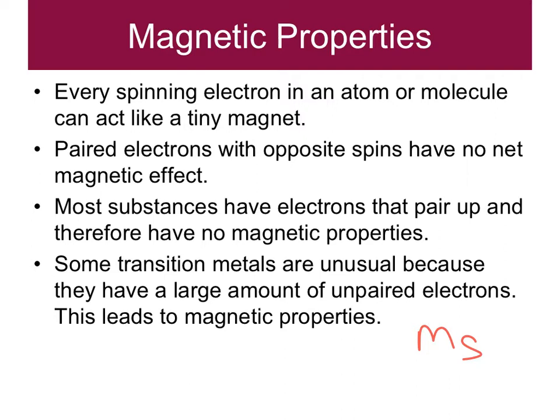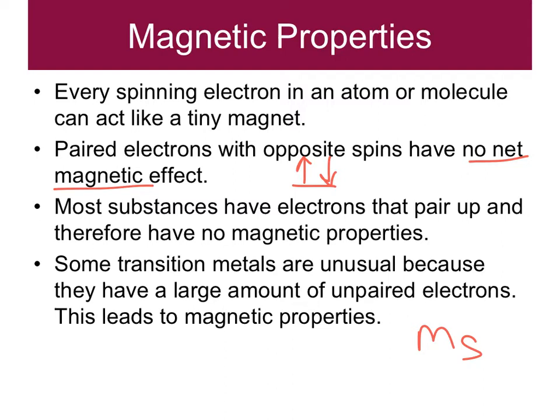We represent this in things called orbital diagrams by having arrows going in opposite directions. For example, maybe one arrow going up and another arrow going down, as we have two electrons sharing an orbital. Now, if this happens, the electrons with opposite spins would have no net magnetic effect because the clockwise and counterclockwise spin of these electrons would essentially cancel out. No net effect.